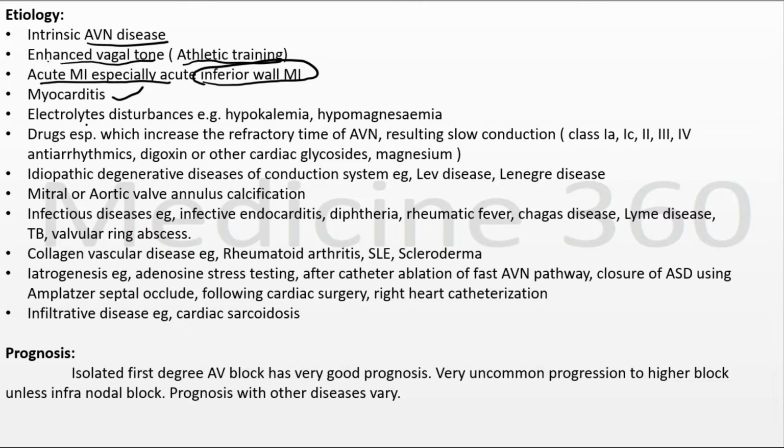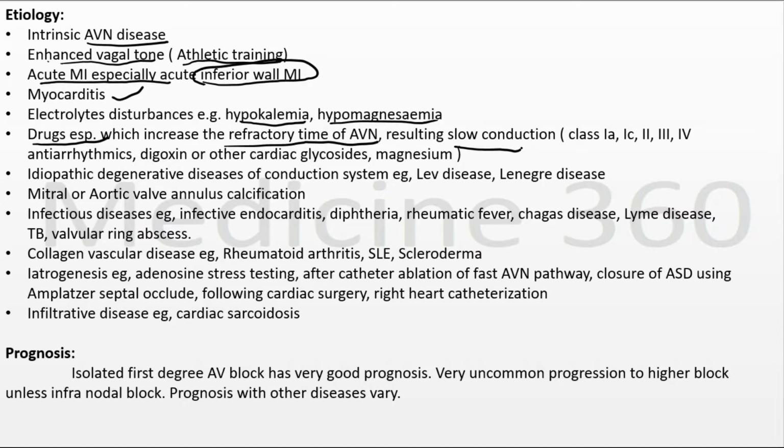Then there are electrolyte disturbances. Hypokalemia and hypomagnesemia disturb the action potential of the AV node, increasing its refractory period, causing conduction delay, and can lead to first degree AV block. Then there are some drugs which can increase the refractory time of the AV node, resulting in slow conduction.